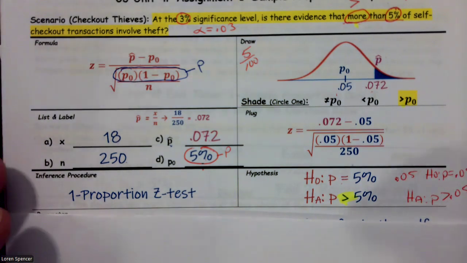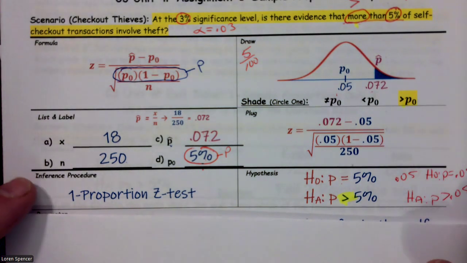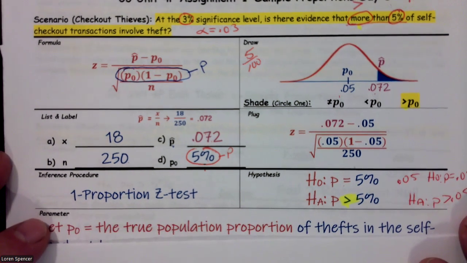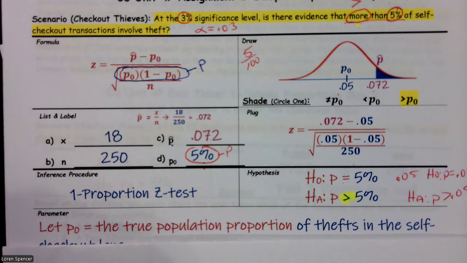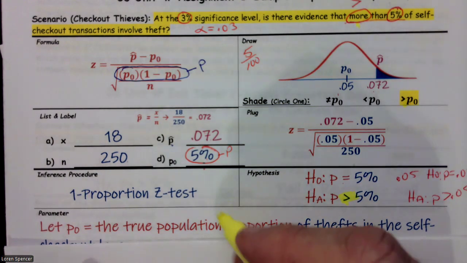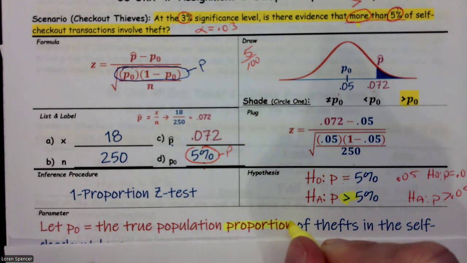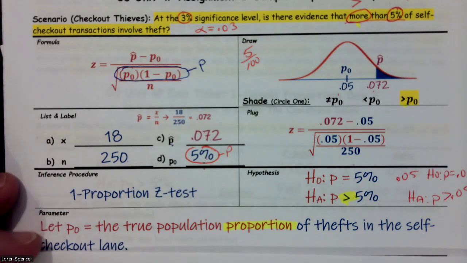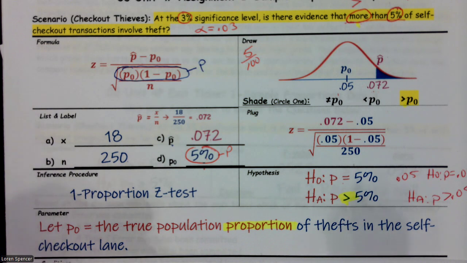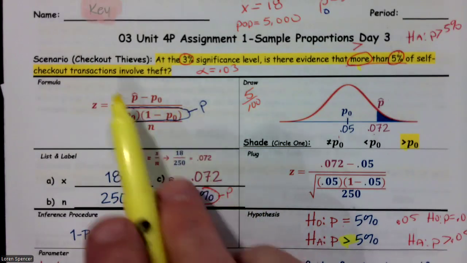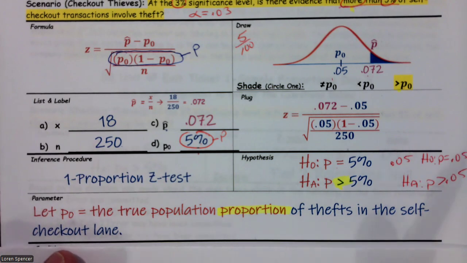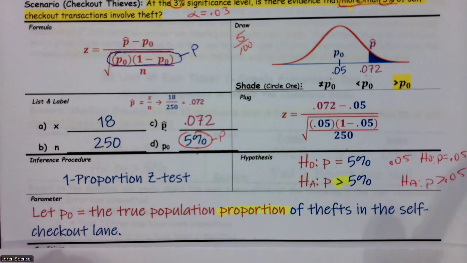So when we look at this, we also need to define our parameter. What is it we're interested in? Well, we're interested in the true population proportion. And remember, we're using the word proportion now because we're not working with means any longer. It's the true population proportion of thefts in the self-checkout lane. And remember, we said earlier we cared about the checkout lane. That's what we're concerned about, is where those thefts were occurring.